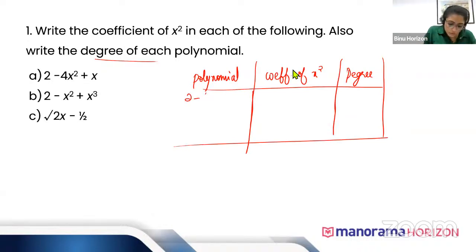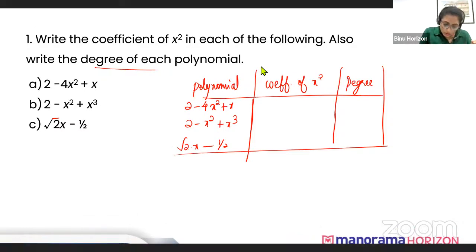Okay. So first is 2 minus 4x square plus x. Put down your answers in the chat. Then 2 minus x square plus x cube, and root 2x minus 1 by 2. This term is root 2 into x, not within the root. Yeah, tell me the answers. What is the coefficient of x square in this first one?